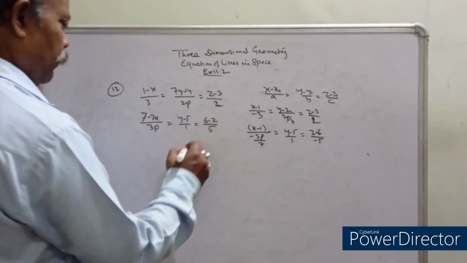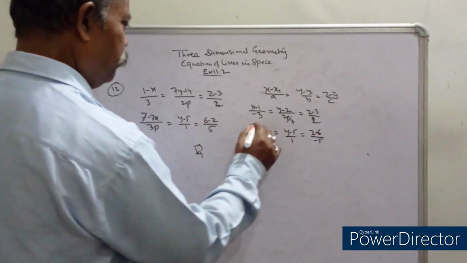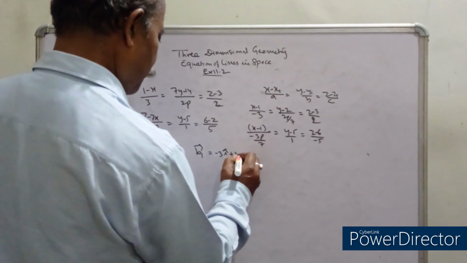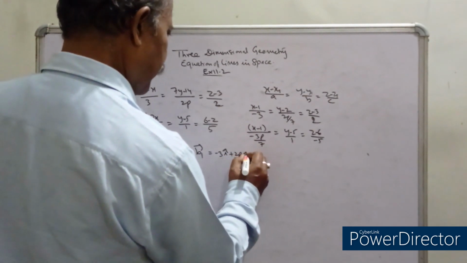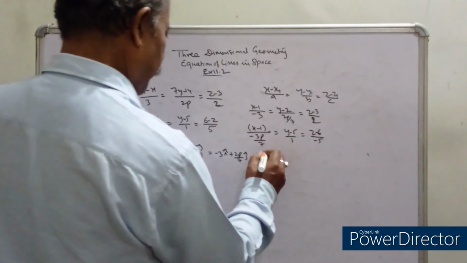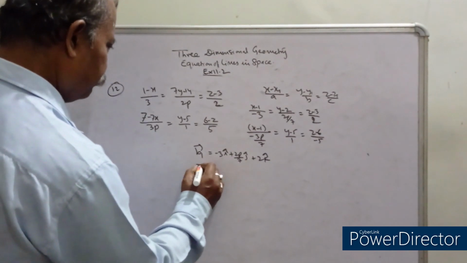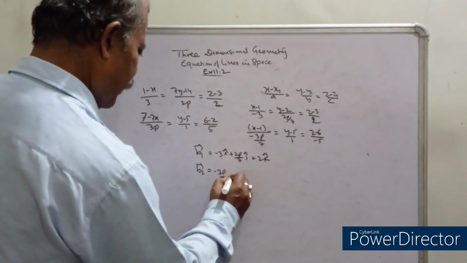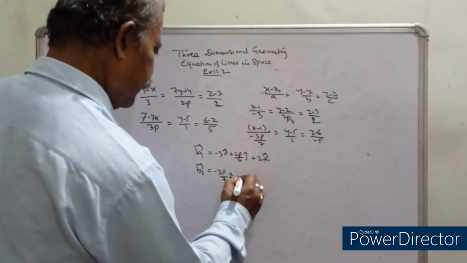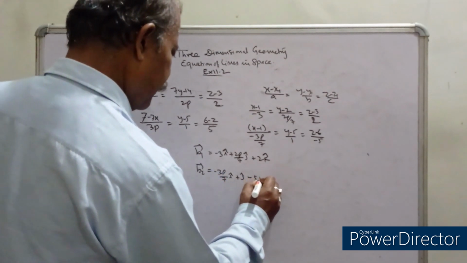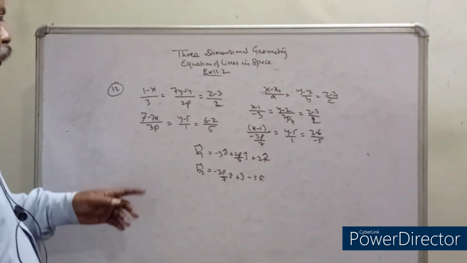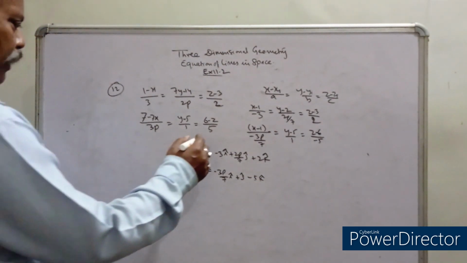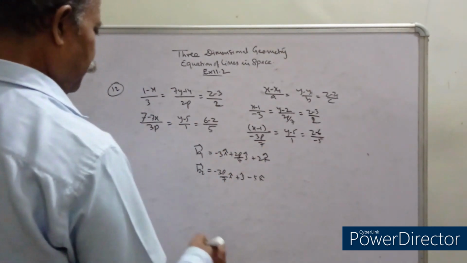So here your b1 vector is equal to minus 3i cap plus 2p by 7j cap plus 2k cap, and your b2 vector is minus 3p by 7i cap plus j cap minus 5k cap. Since these two vectors are perpendicular, a1 a2 plus b1 b2 plus c1 c2 is 0.